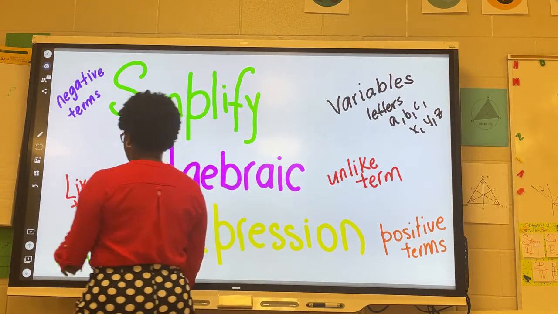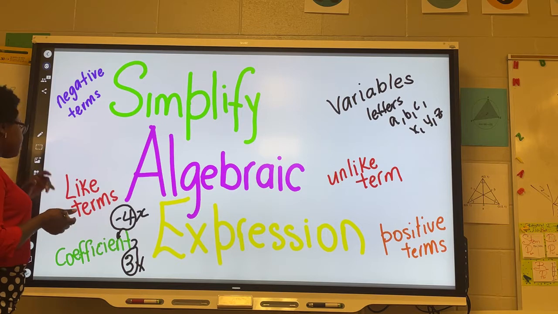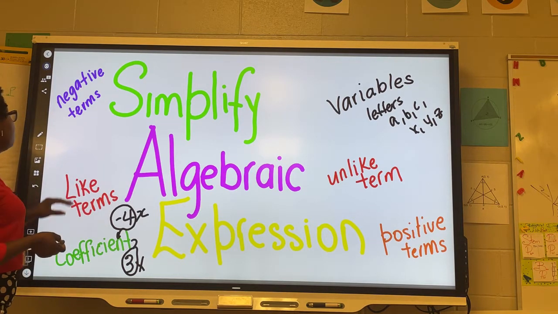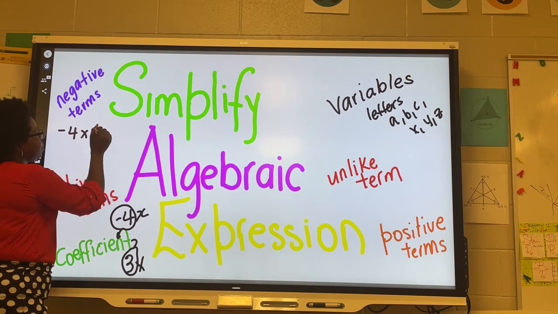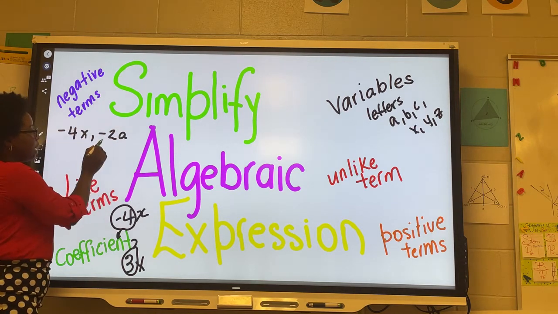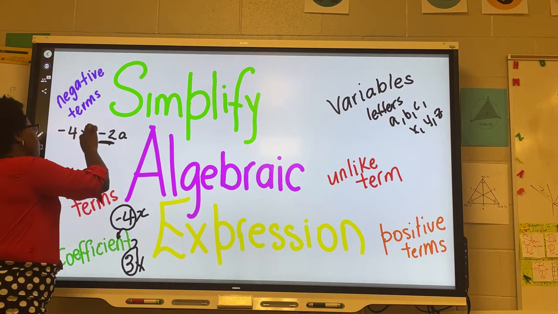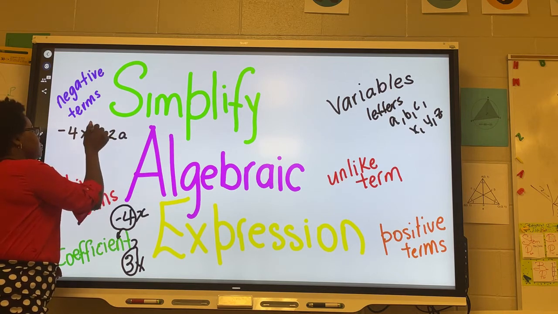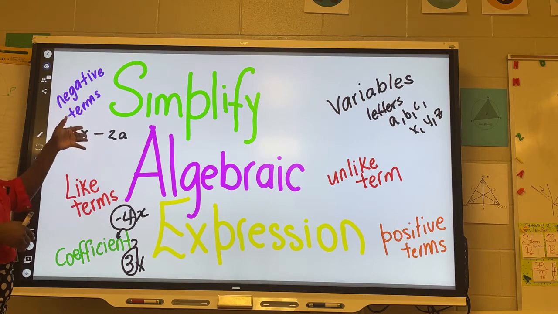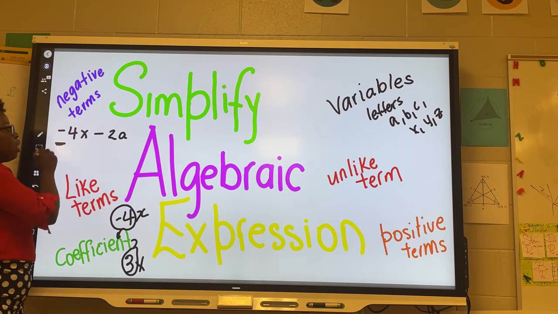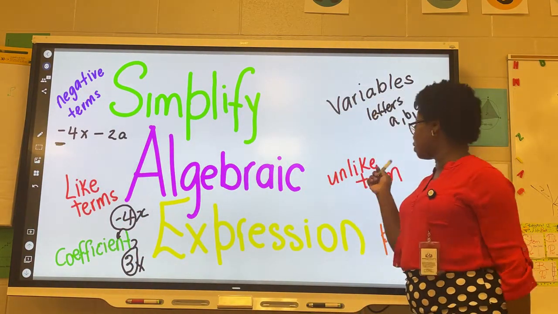We also have like terms, and like terms are terms that have the same variable at the end of them. Very soon I'll explain this to you. Negative terms are terms that have a negative sign in front of them, and you can tell this by looking at the sign in front. Most people get this confused. They think it's the sign that's behind, but in front means whatever comes before the coefficient, which is your number. Unlike terms will be explained very soon.